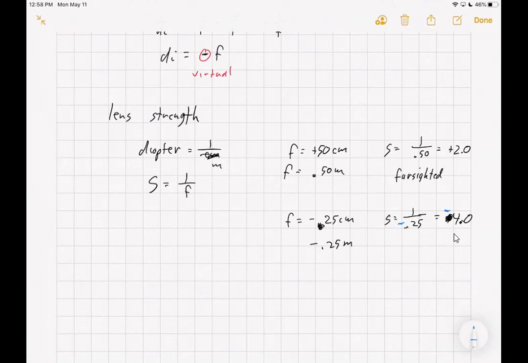So that's how the prescriptions work for eyeglasses. You're simply taking 1 over the focal length measured in meters, and that's the diopter strength of your prescription. If you are farsighted, you need a lens that helps you to focus, so you have a convex lens added to your eye. And if you are nearsighted, your eye is actually over focusing, and therefore you need one that spreads out the light.